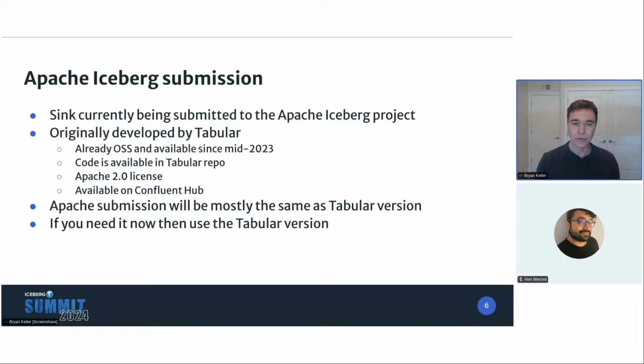The submission to Apache will be mostly the same as the Tabular version. A few features present in the existing sink will be added after the initial submission is complete, like upsert and CDC support. But if you need the sink now, you can use the Tabular version. Tabular is working on a plan to transition users to the Apache version when the submission is complete.